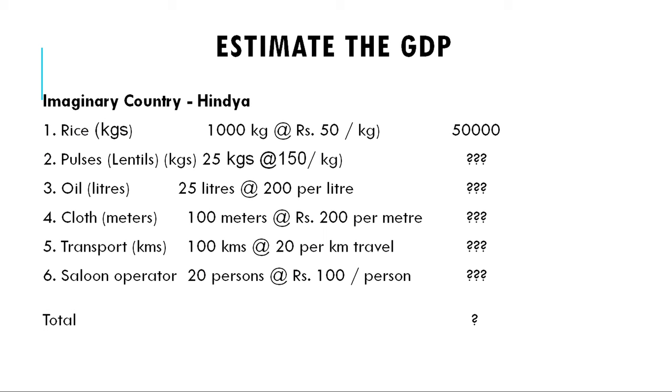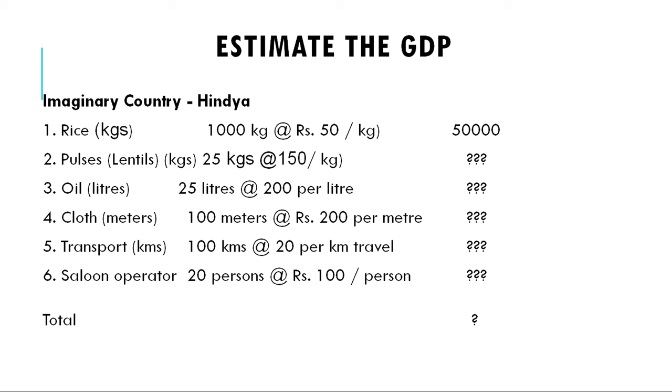And then pulses, dal, 25 kilograms of dal is produced and the price is 150 rupees. And the oil produced is 25 liters, at 200 rupees per liter. The fourth item in that country is cloth. Cloth is produced, 100 meters, at 200 rupees per meter. And then they are also providing transport services. About 100 kilometers of transport services are produced in that imaginary country, at 20 rupees per kilometer.